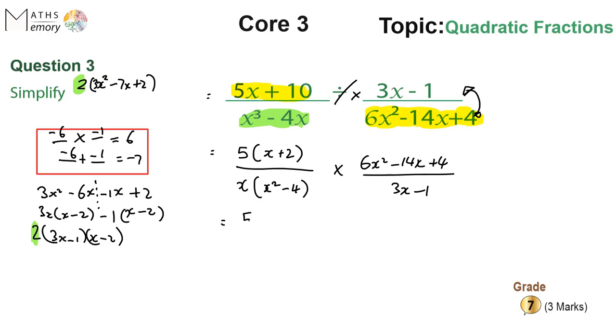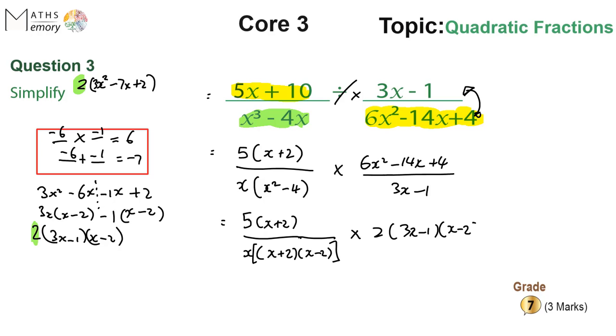So 5x plus 2 all over. Now look at this, x, this is dots, basic dots, x plus 2. I'll put a square bracket so you can see each step by step. x minus 2 over here. And this is times 2. I'm going to write what we put over there, 3x minus 1 and x minus 2. And this is all over 3x minus 1.